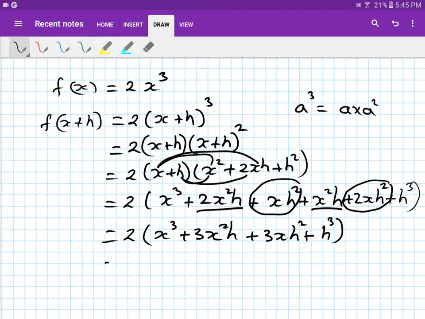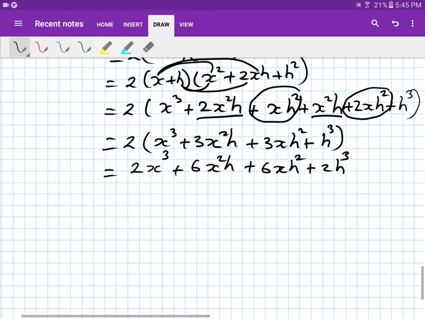Then if I expand this out, it gives me 2x cubed. I better write the 3 properly. So that becomes 3 add 6x squared h add 6x h squared add 2h power 3. Okay, now I'm going to follow the rule.